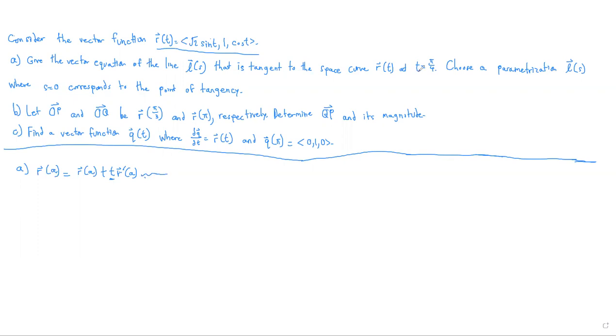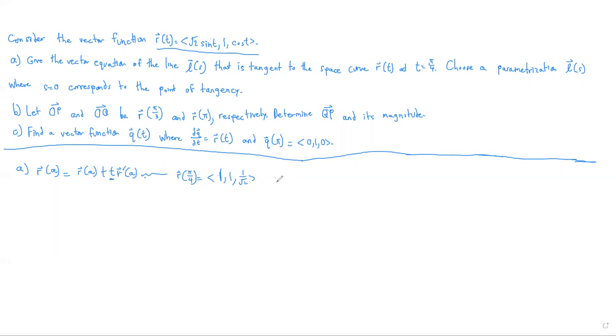So first I'm going to investigate what r of pi over 4 is, since our a is equal to pi over 4. So r of pi over 4 would be equal to root 2 times 1 over root 2, that's 1. So just plug in pi over 4 into r of t. So 1, 1, and cos of pi over 4 is 1 over root 2.